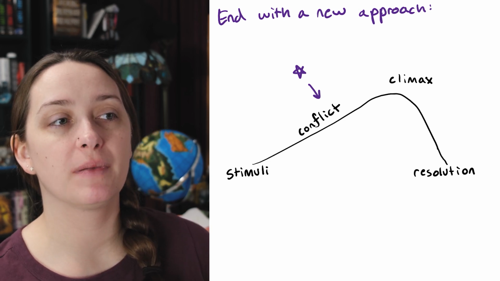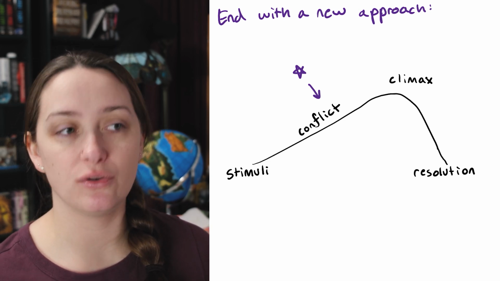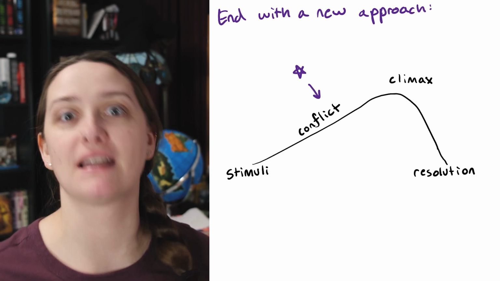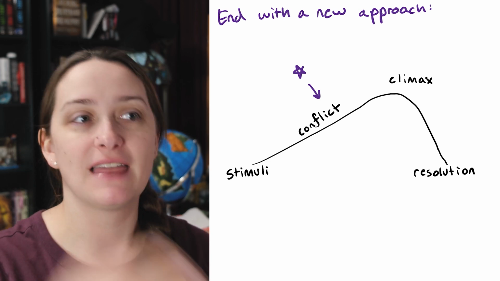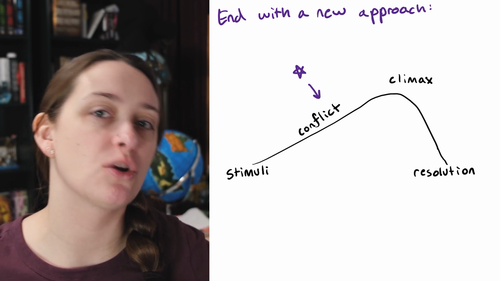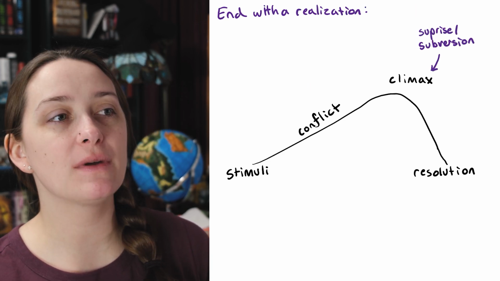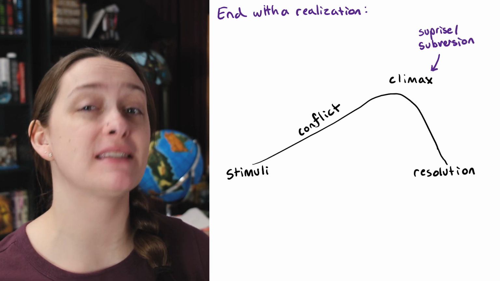And this can be a good place, very similar to a new goal, to end a chapter, where maybe they pull out a stick of dynamite, end chapter, right? That's their new approach, but you don't get to see if it's going to work out or not. The hook is similar. All right, so another option is to end with a realization.